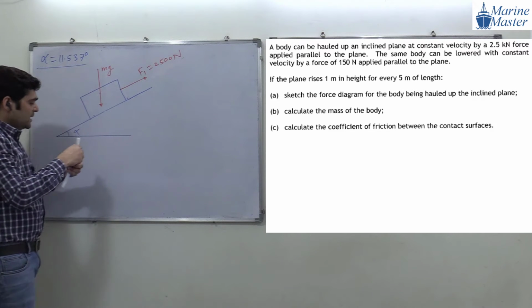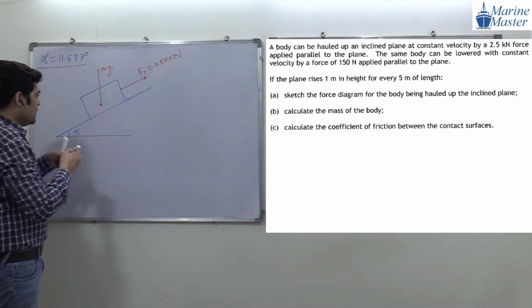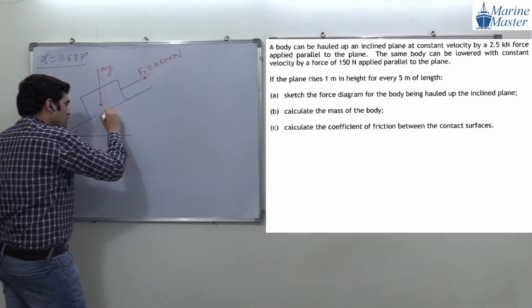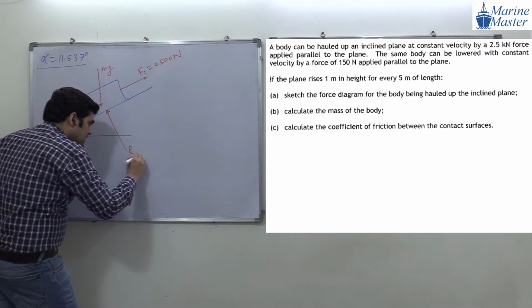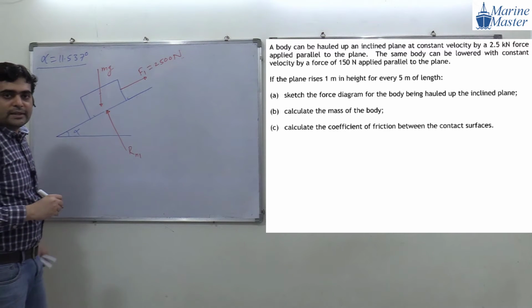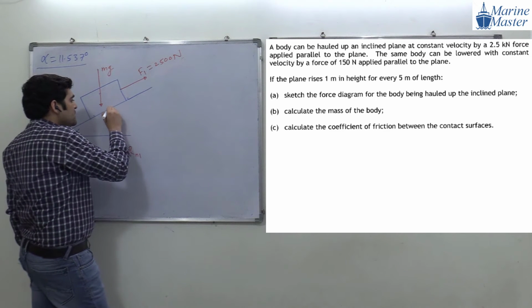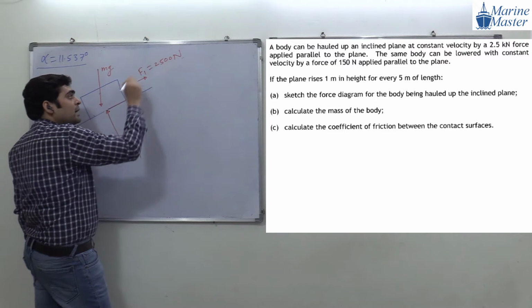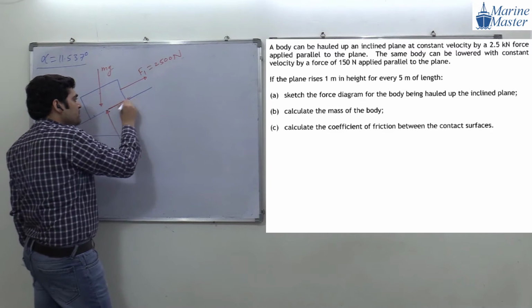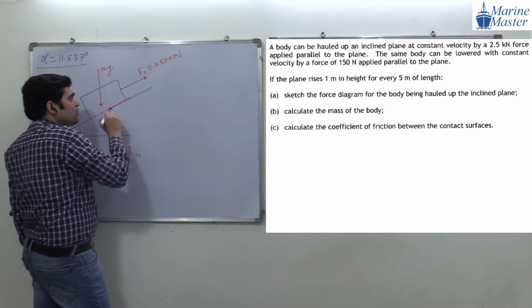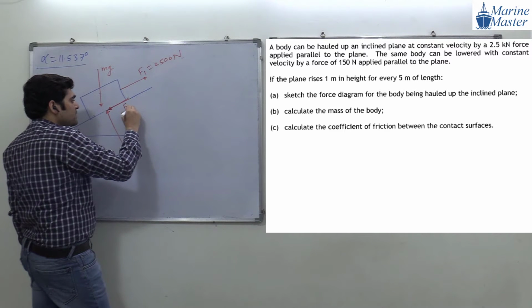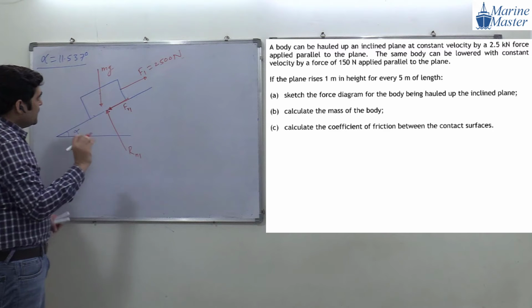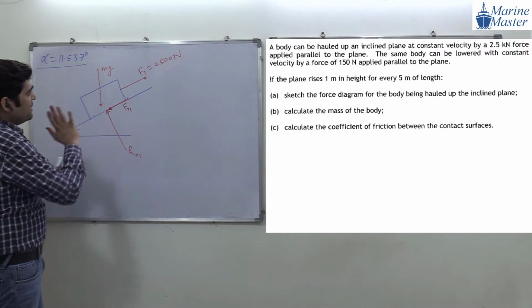Now here there will be a normal reaction, normal to the plane. This reaction we will call Rn1. Then there will be a friction force here. The body tries to go up, so the friction force will be opposite to the motion. This friction force we will call Fr1. Okay, this is one scenario.